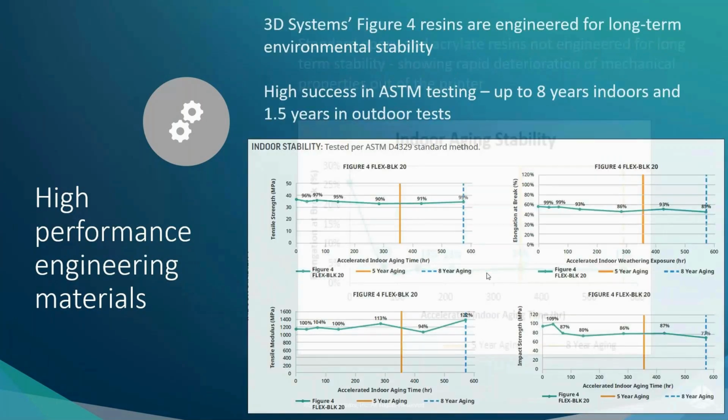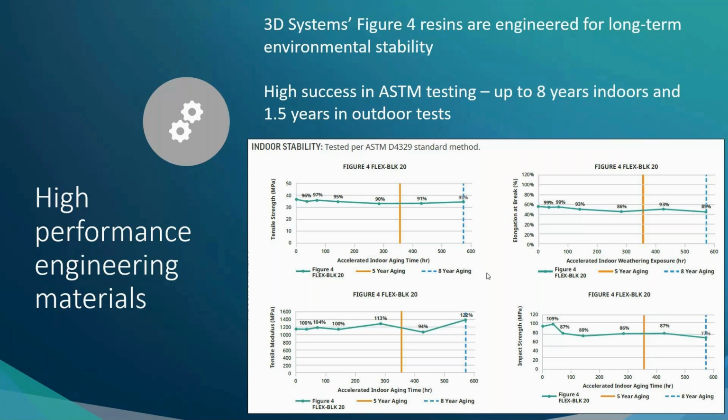So now keep that chart in your mind, and compare that to what we have with our Figure 4 materials. Okay, these are all Figure 4 materials. We're using here as an example the Figure 4 Flex Black 20, which is like a polypropylene-like snap fit material. And we've tested here the elongation at break, the impact strength, and the tensile modulus in all of these charts, right? Now, we've been working on these resins for a number of years now, and we've reached the point where these resins are really able to remain environmentally stable up to 8 years in indoor conditions and up to 1.5 years, and in some cases I think it's even 2 years for some materials, in outdoor conditions.